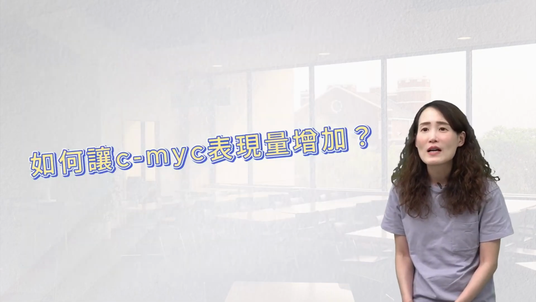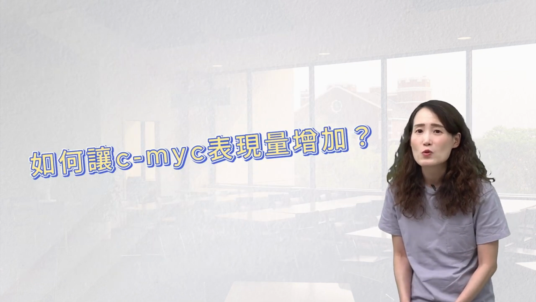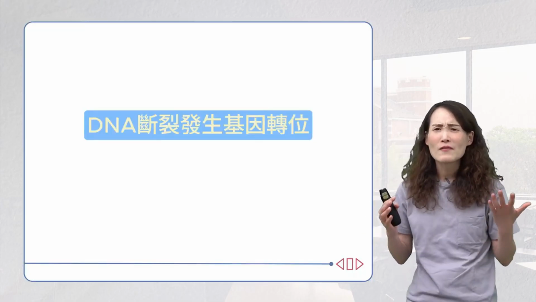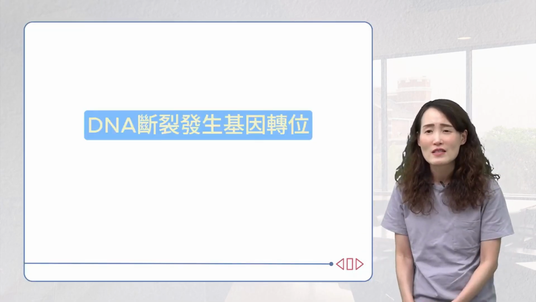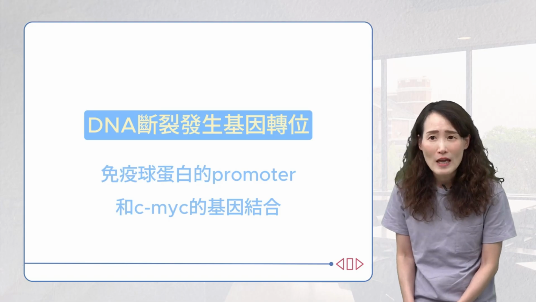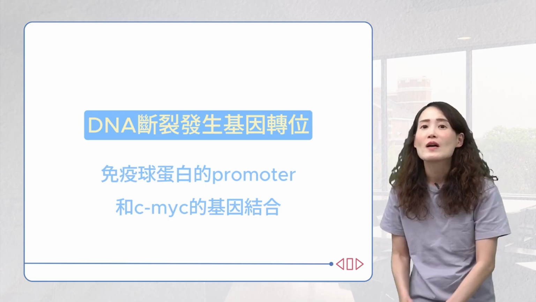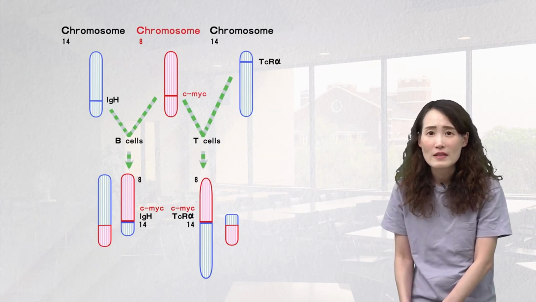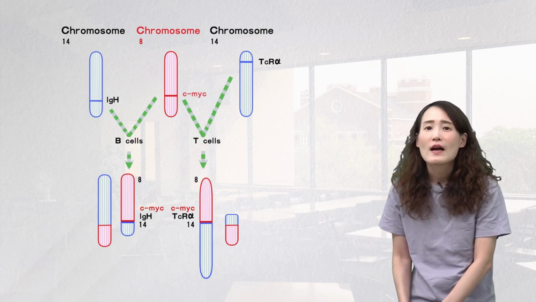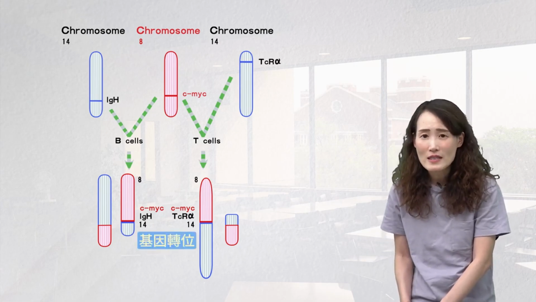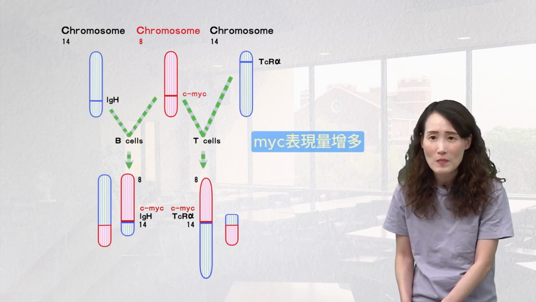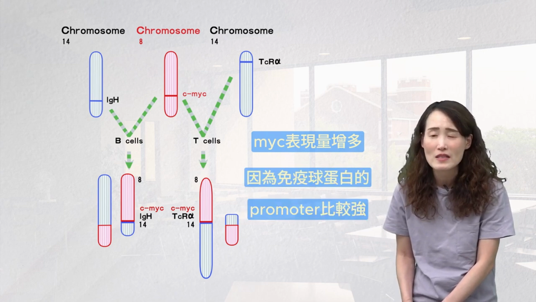What situations will lead to increased expression of c-MYC? Aside from being infected by a non-defective retrovirus, when your DNA undergoes a break, gene translocation occurs, and the promoter of the immunoglobulin gene binds with c-MYC. For instance, in B cells, chromosome 14 and chromosome 8, IgH and c-MYC undergo gene translocation. In T cells, TCRA and c-MYC undergo gene translocation. This can increase MYC expression as the promoter of immunoglobulin genes is stronger.